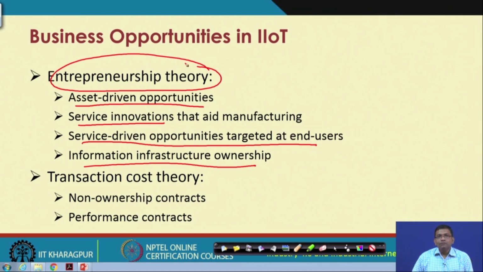I also told you that besides the positive aspects, there are some negative aspects as well, such as non ownership contracts, performance contracts. Performance contracts mean that the business is offering different assets, for example machinery, and the assets are going to perform differently at different times, the performance is going to degrade, and so on.